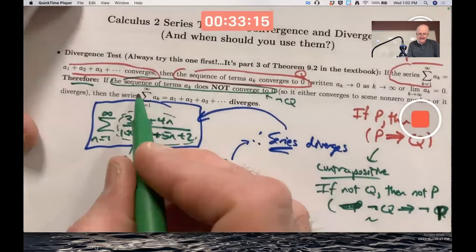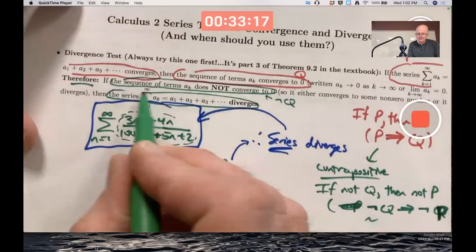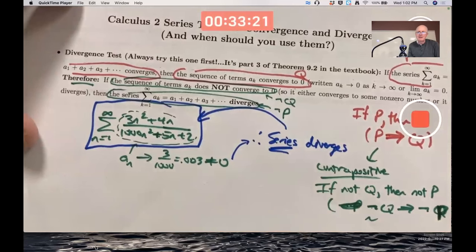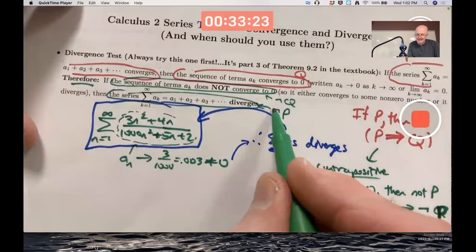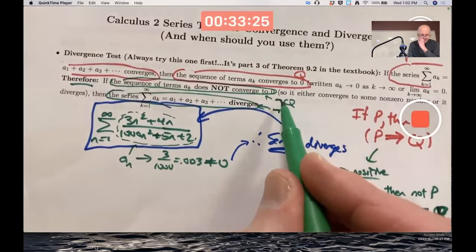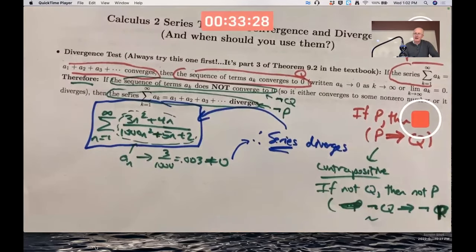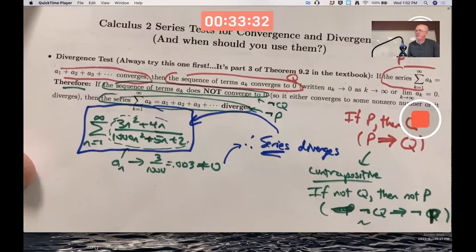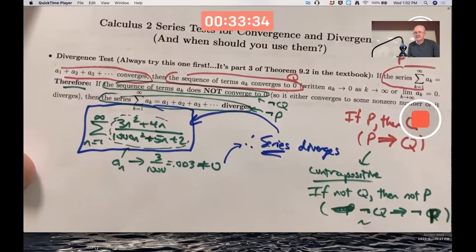This part of the clause is not Q. Or not P, excuse me. Not P. That little symbol there means not. The contrapositive and the original statement mean the exact same thing. If one's true, the other's true. If one's false, the other's false. In this case, they're both true.